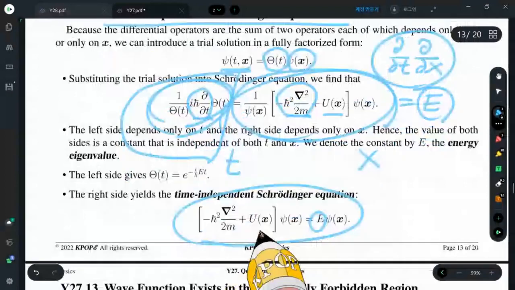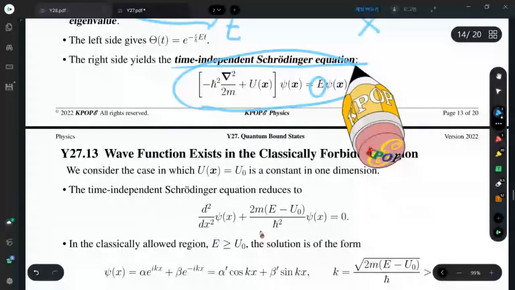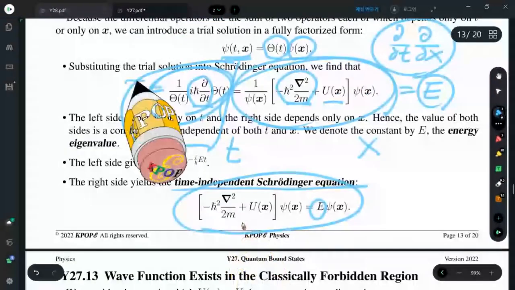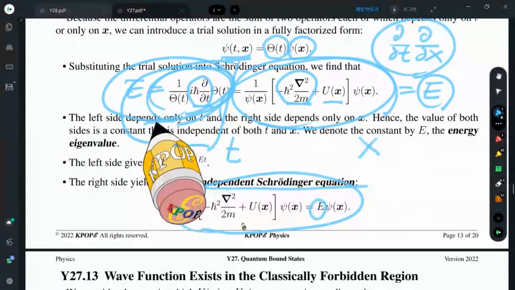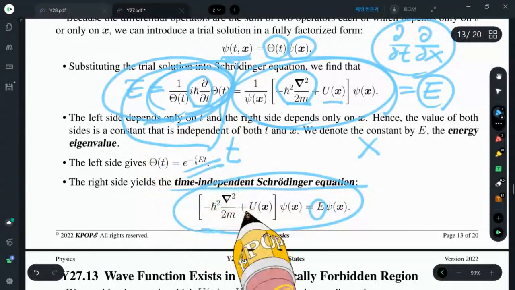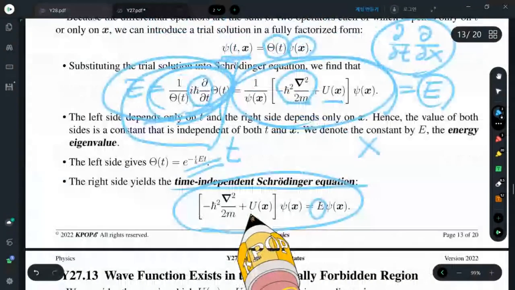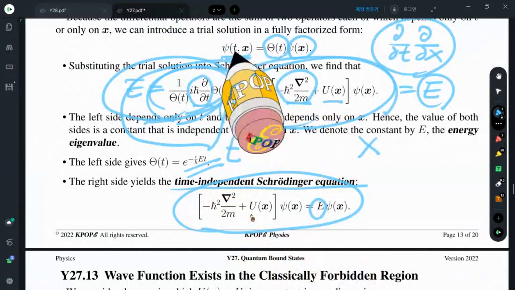separately. The spatial dependent part is called the time independent Schrodinger equation. And if it is E, the solution of this first order differential equation is trivial. As a result, we can combine all of the time-dependent factor and spatial-dependent factor to construct the full wave function for any position and time.